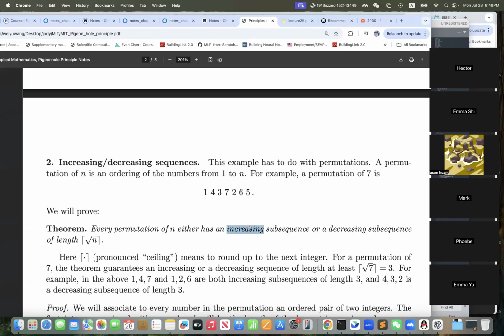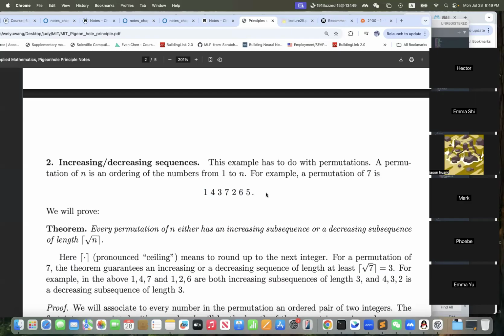Subsequence means, for example, 1, 4, 3, 7, 2, 6, 5. This is called a sequence because it's a sequence of numbers, an array. Subsequence means you keep the original order, but you can jump. 1, 3, 6 and 1, 3, 2 are all valid subsequences. You cannot have 3, 1, 2 because it's not consistent with our order. As long as it's consistent with our order, you can jump. So 1, 7 and jump 2, jump 6, 5. 1, 7, 5 is another subsequence.